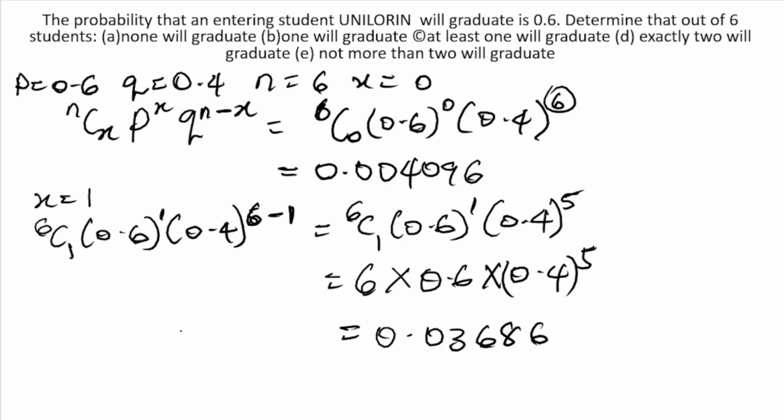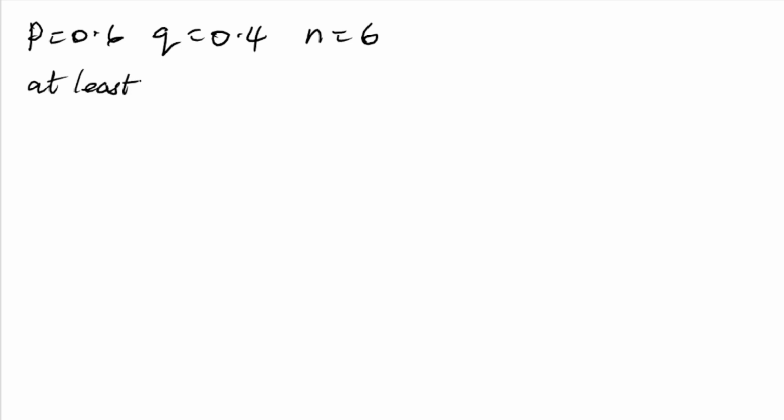Okay, now let's solve for the C. The C here is saying that at least 1 will graduate. So the p is 0.6, of course, the q is 0.4, our n is 6, and the question they're asking us is at least 1 will graduate. At least 1 means that we are meant to do for 1, 2, 3, 4, 5, 6.